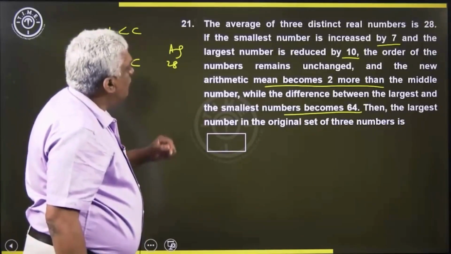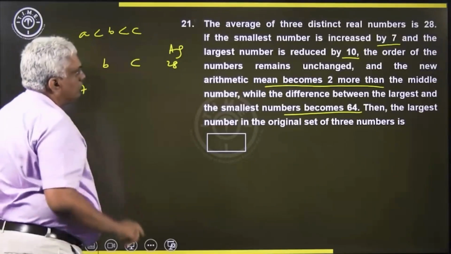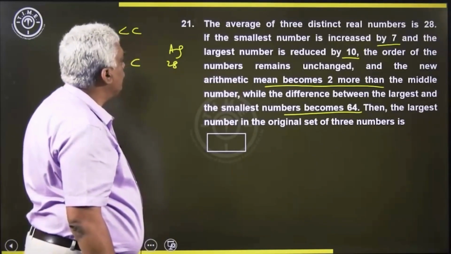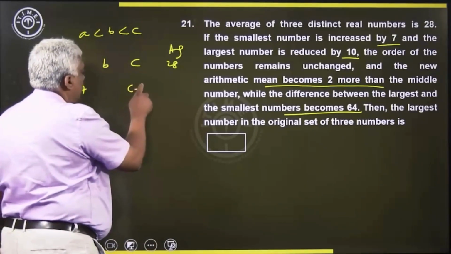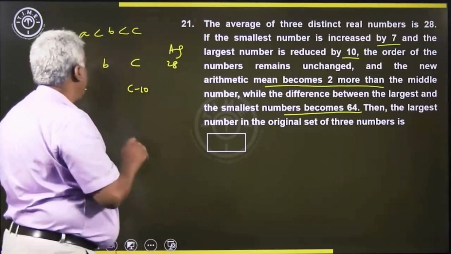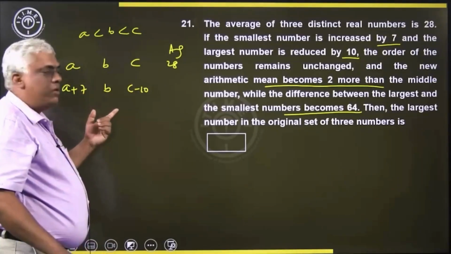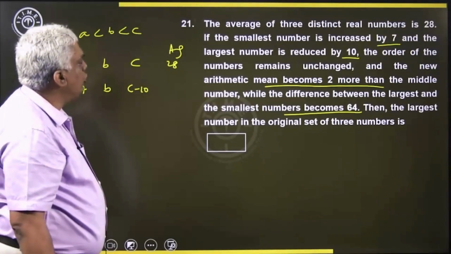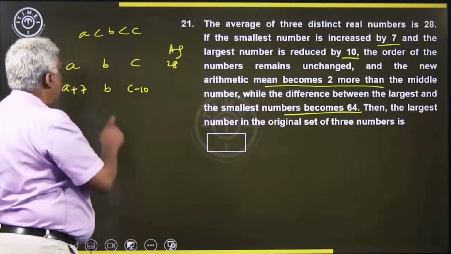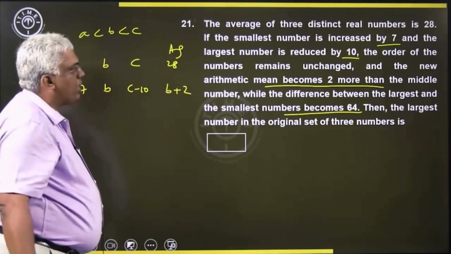Now, if the smaller number is increased by 7, the smaller number becomes A plus 7, and the largest number is reduced by 10. The order of the numbers remains unchanged, so the numbers are again in the same order. A plus 7 is the smallest, B is the middle one, and C minus 10 is the largest. The new arithmetic mean becomes 2 more than the middle number. The middle number is B, so the new arithmetic mean is B plus 2.